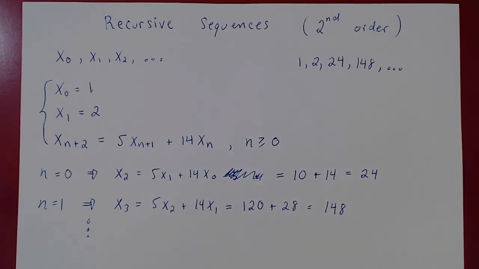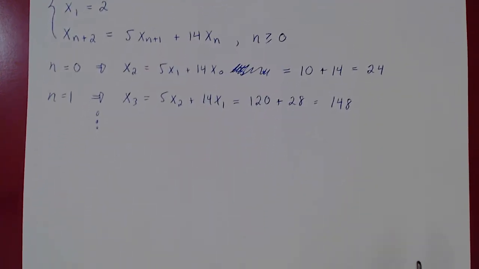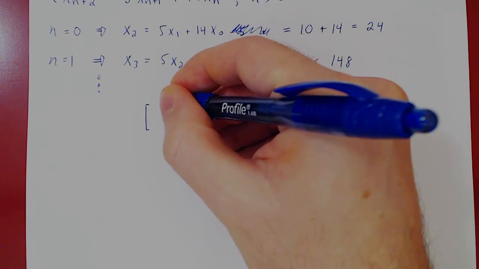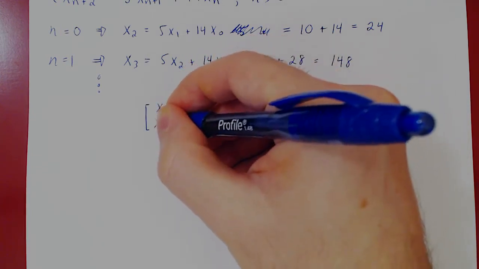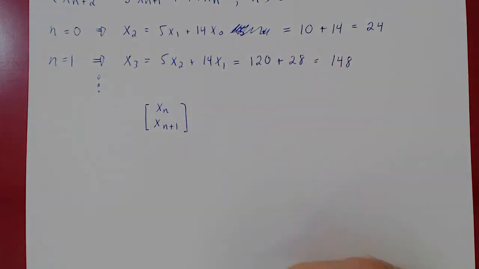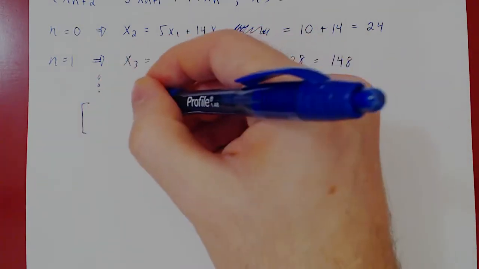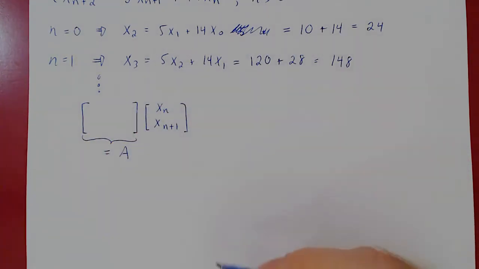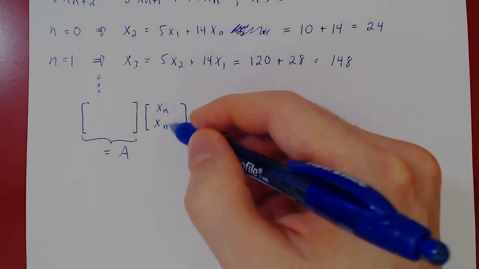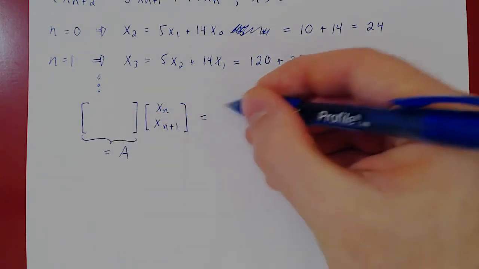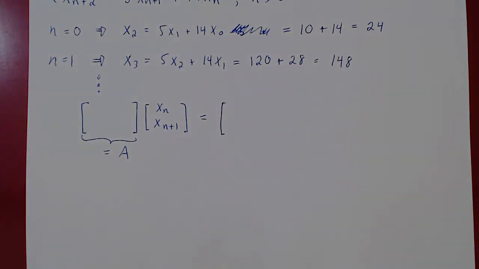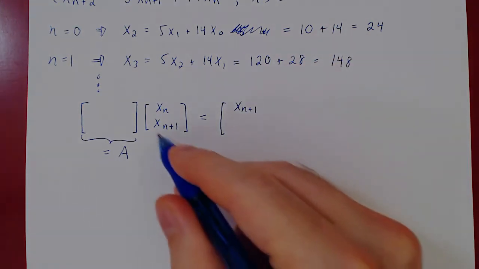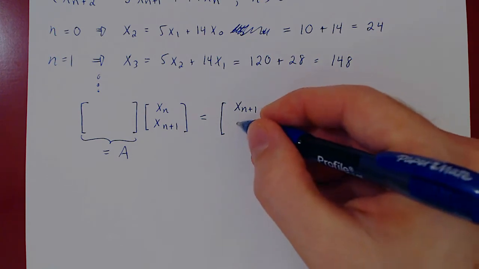The question is, can we drive the sequence with a matrix? So here's my question. Suppose we write as a vector the vector xn, xn plus 1, and can we find a 2 by 2 matrix, which we'll call A, so that if we multiply the vector by the matrix A, the sequence will move forward by one step. So xn will become xn plus 1, and xn plus 1 will become xn plus 2.